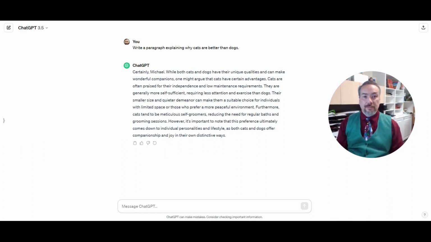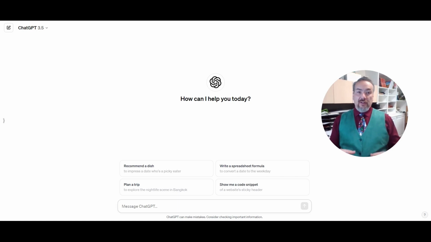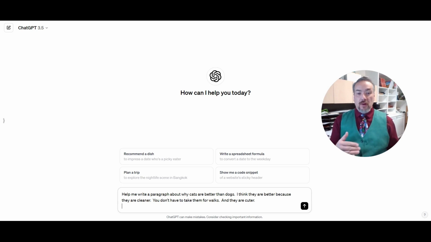The second scenario that I was thinking of is where the student gives some of their reasoning, but has ChatGPT write the paragraph for them. So let's put that scenario in where the student writes that I need help with a paragraph about cats are better than dogs. I think they're better because they're cleaner. You don't have to take them for walks and they're cuter. Let's see what happens here.